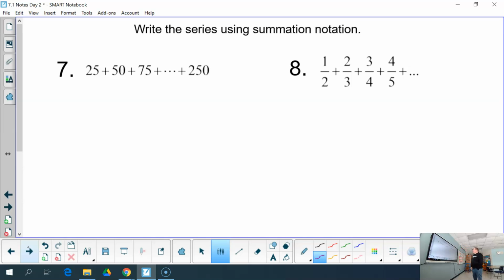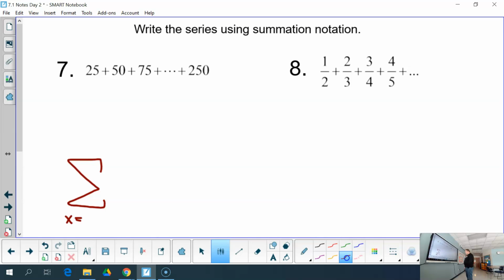Okay? So write the series using sigma notation. Well, we first got to figure out, if I'm using sigma notation, I'm going to start with my big sigma, if you will. And then we have to figure out what variable we want to use. I really don't care what variable you choose. I'm going to use x as my variable. So x equals that.